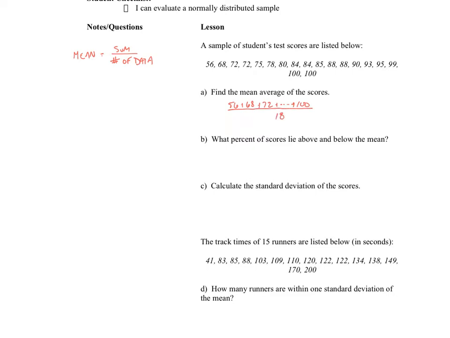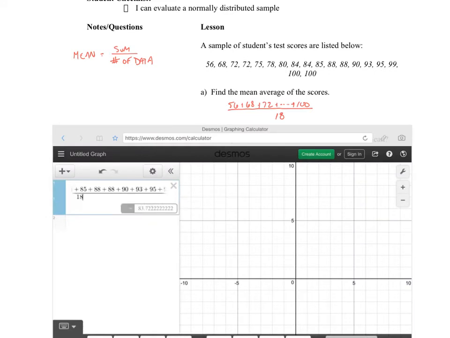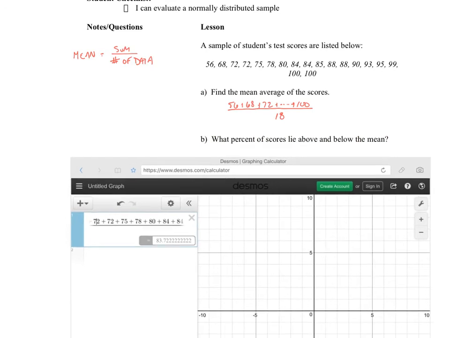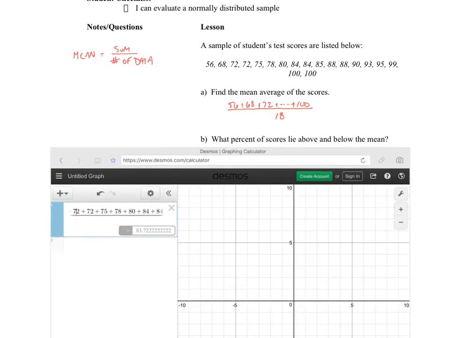Now I'm going to do this on Delta Math. You'll be able to do it on your graphing calculators. We'll talk about how to do that when we all get into class on Monday, and we'll start using the graphing calculators for all this stuff. But for this, I'm going to end up using Desmos. So what I did here is I just took all my numbers and added them all up, and that's all my numerator. And this is nothing new, obviously, but then I just took this and divided it by 18, and I end up with 83.72 repeating. So the mean average of these scores is 83.7, we're going to say for this case.